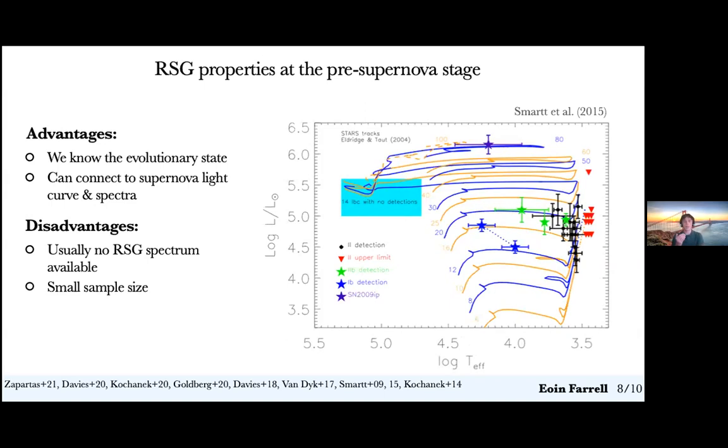Second, we can compare to supernova light curves and spectra. The disadvantages are that there's usually no spectrum available of the red supergiant, and as of now, there's still a relatively small sample size. I just wanted to point this out as this is a useful way to learn more about red supergiants and connect to other areas of research.